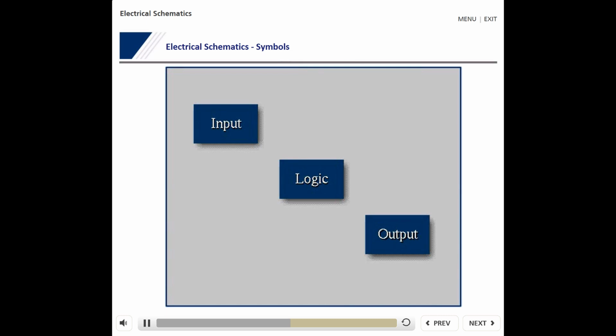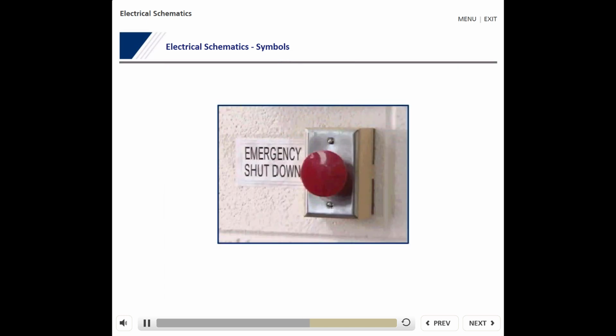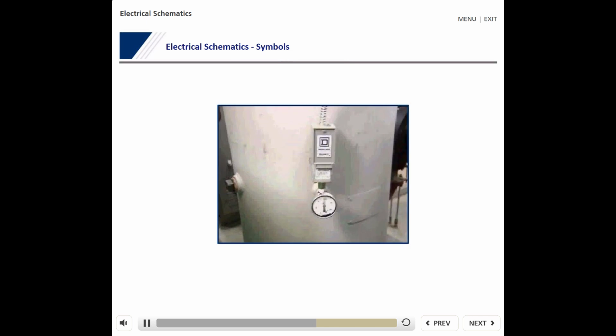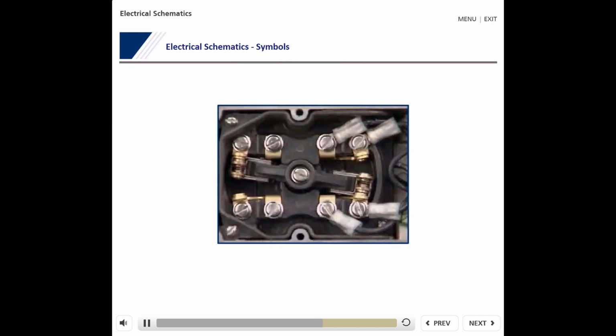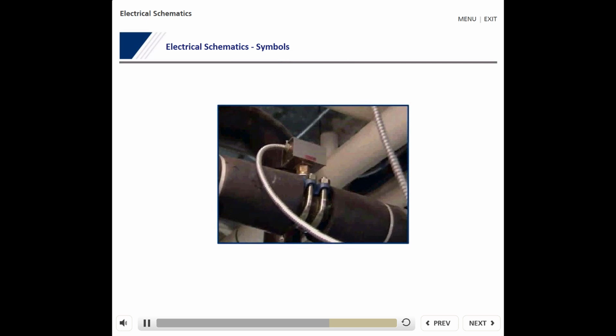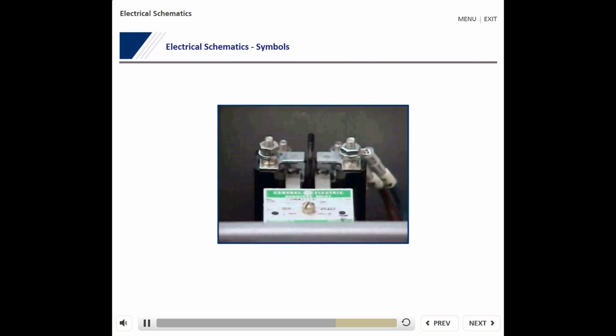Input devices provide information about the controlled system. Common examples of input devices include push-button switches, temperature switches, limit switches, or sensors. These devices open and close contacts to send signals to the control circuit.